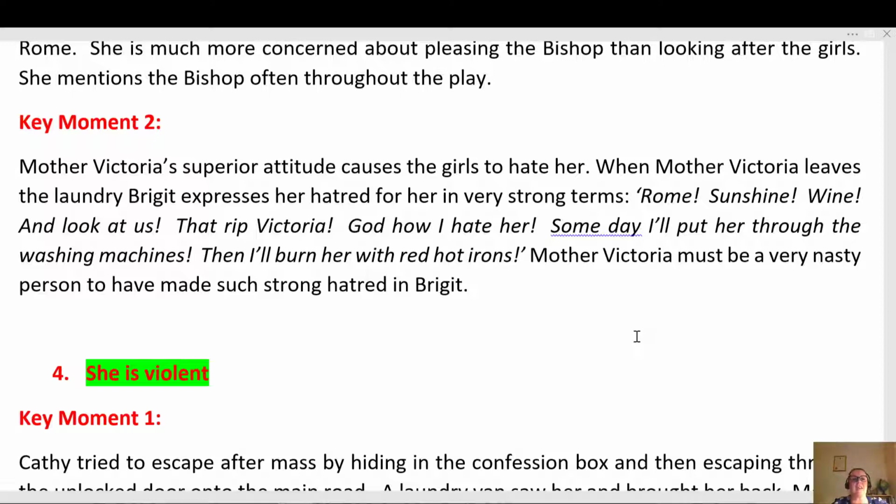"Rome, sunshine, wine, and look at us, that rip Victoria, how I hate her. Someday I'll put her through the washing machines, then I'll burn her with red hot irons." Mother Victoria must be a very nasty person to have made such strong hatred in Bridget.